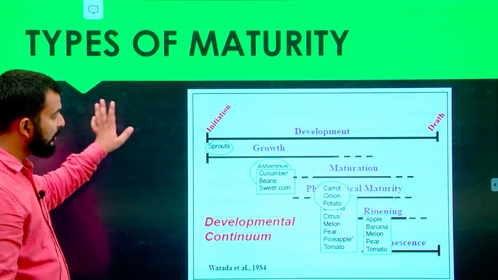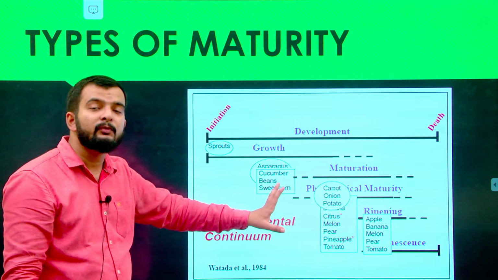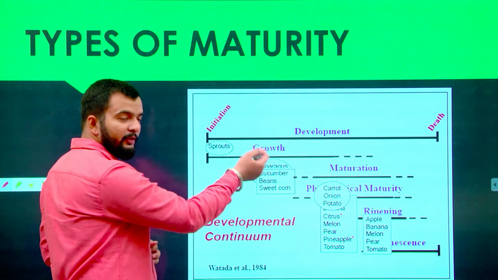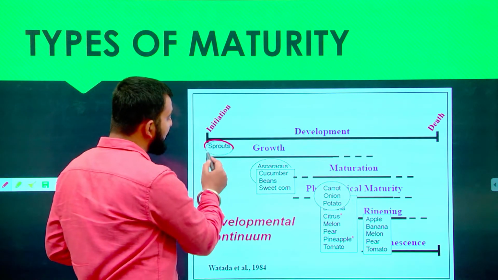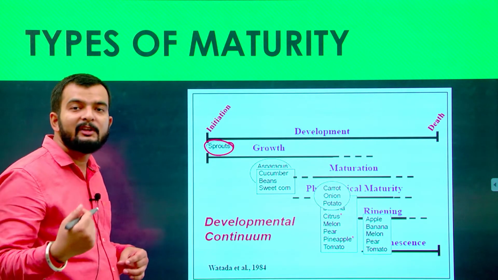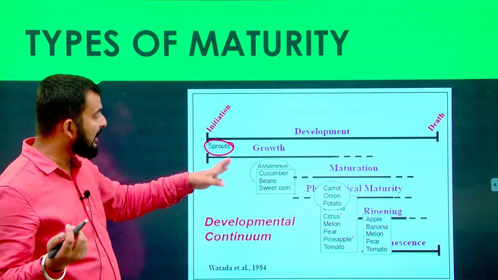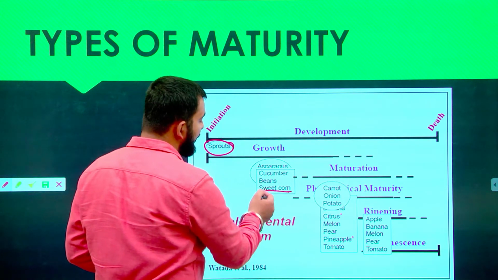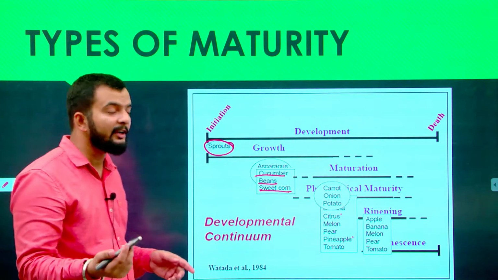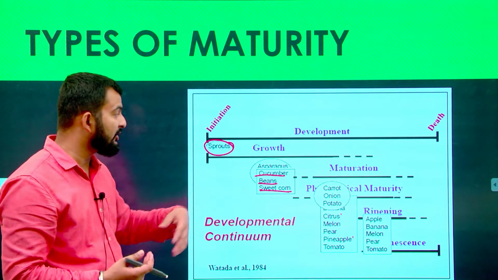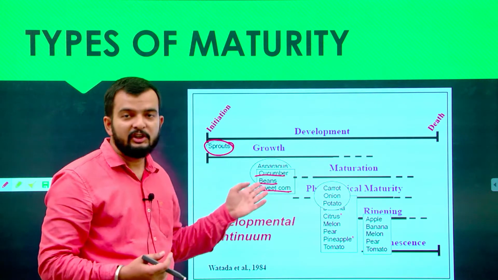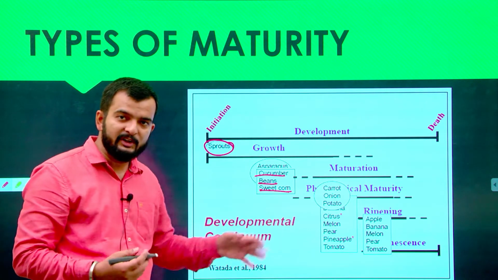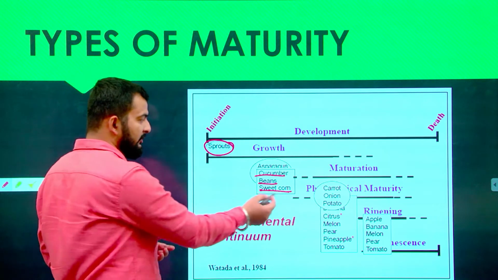Next we will see some examples. Various fruits and vegetables have been listed here, showing when they are harvested. This is from the previous chart. Sprouts, that are seeds generally, are harvested before they start to develop. Then we have cucumber, beans, sweet corn, which are harvested before maturation. If sweet corn is harvested after maturation, it will not have a sweet taste.